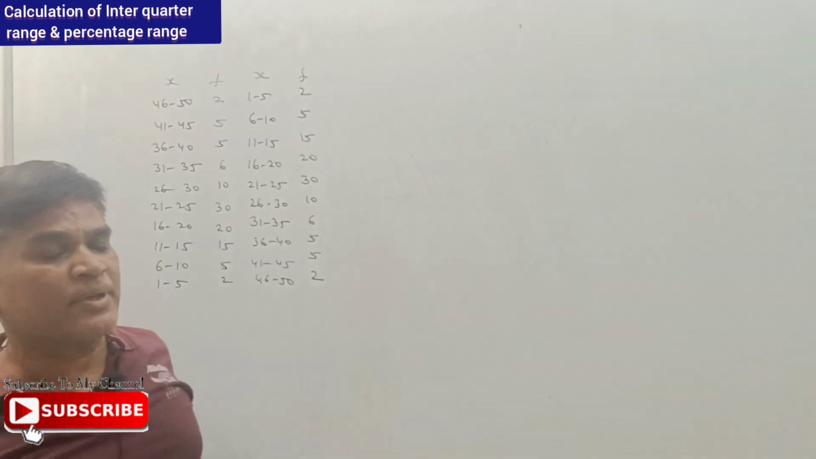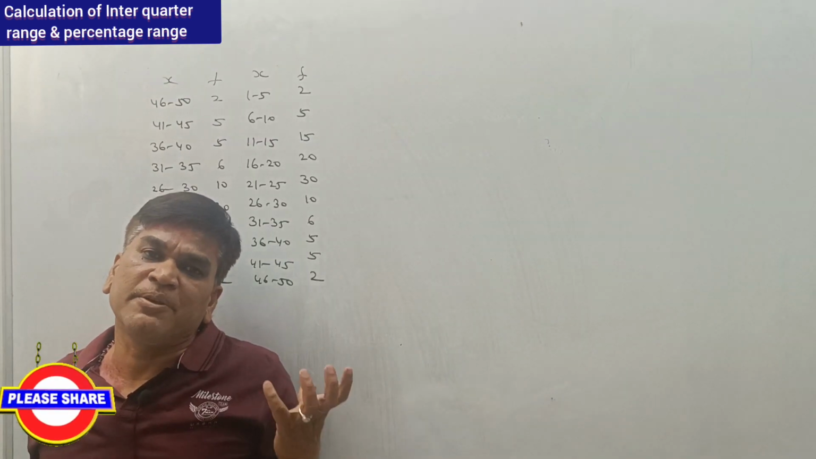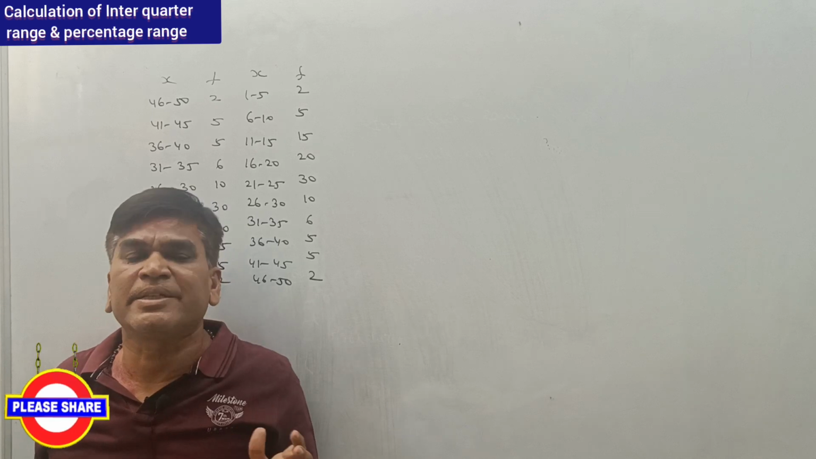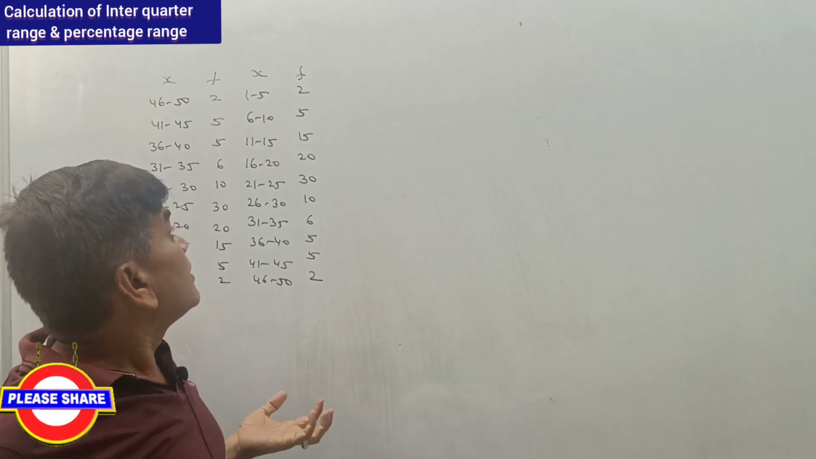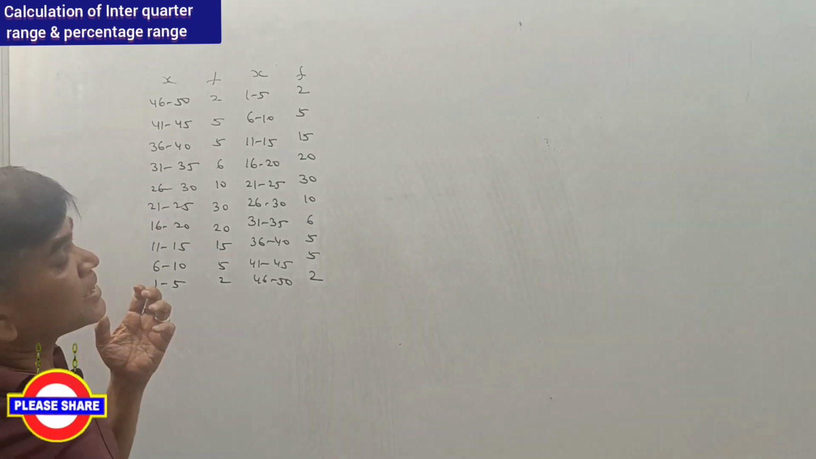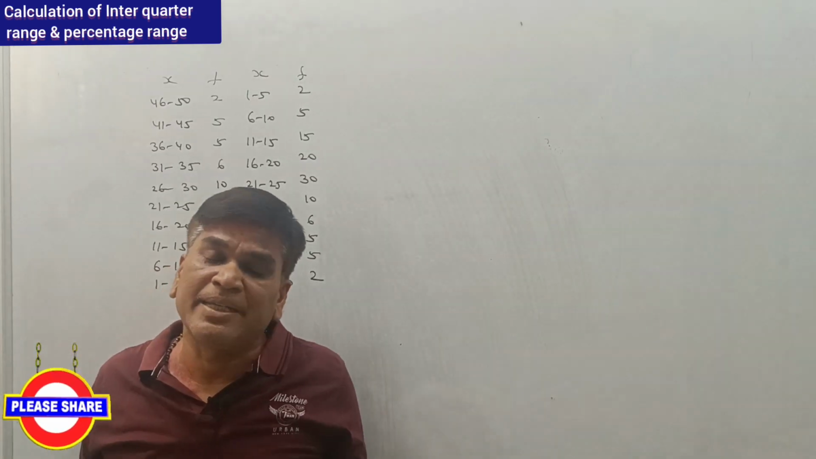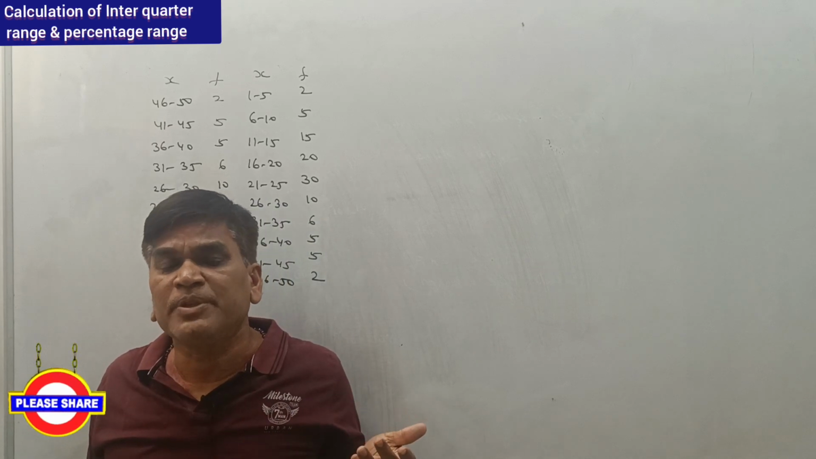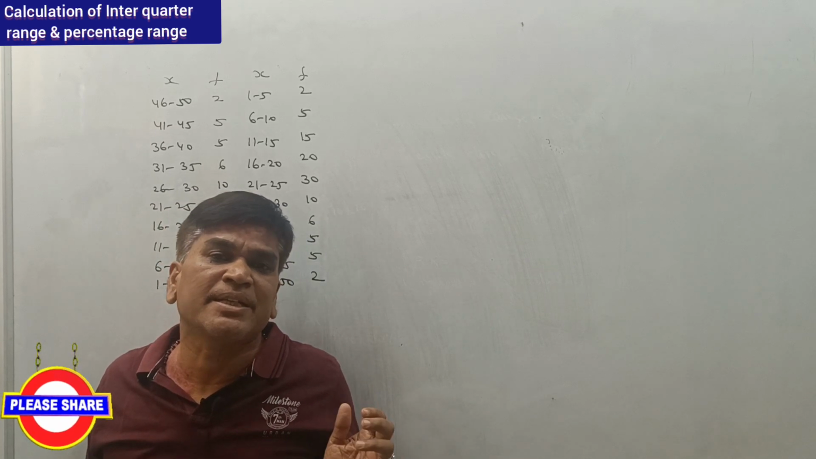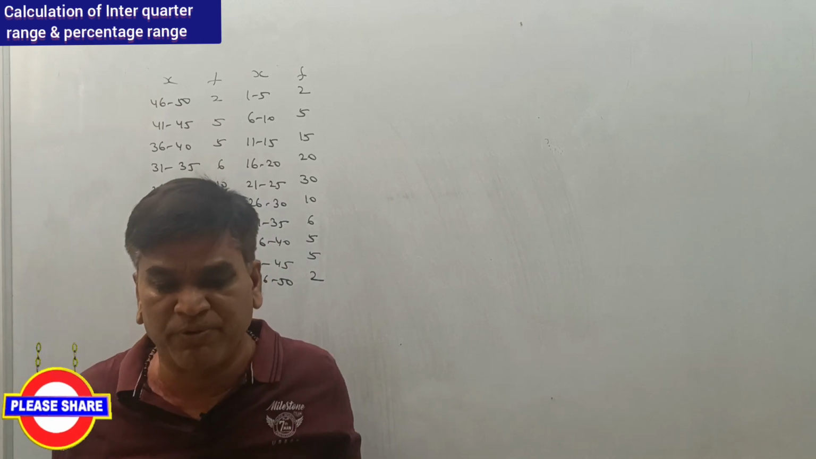So the very first thing we had to do was arrange the class intervals from descending order to ascending order. Next, these class intervals are in inclusive form. So to solve the problem, first we have to change the class intervals into the exclusive form.